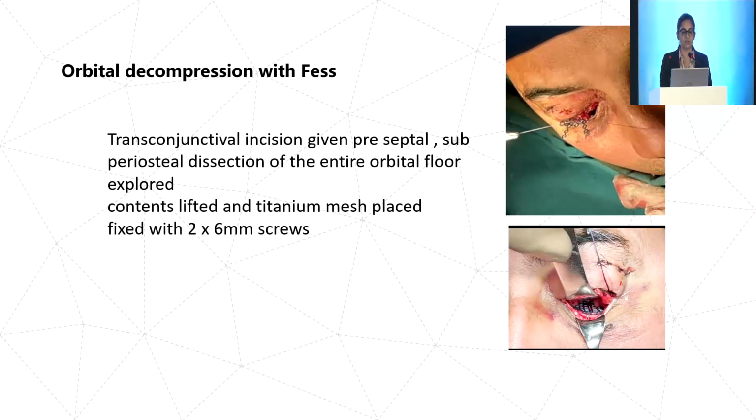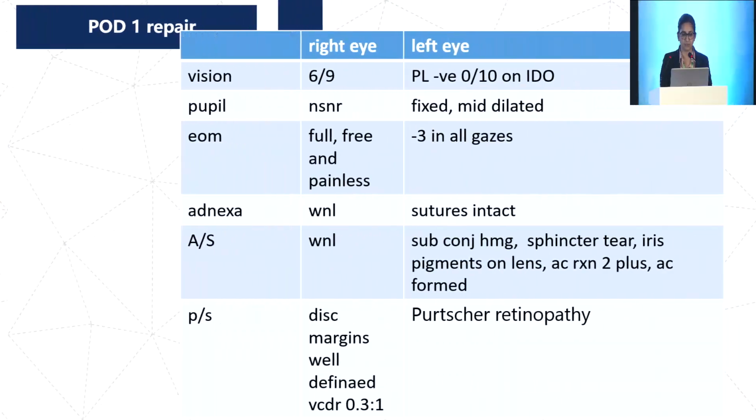So we went ahead with an orbital decompression with FESS. A transconjunctival incision was given. Preseptal and subperiosteal dissection of the entire orbital floor was done and the contents were lifted, and a titanium mesh was placed and fixed with the help of screws.